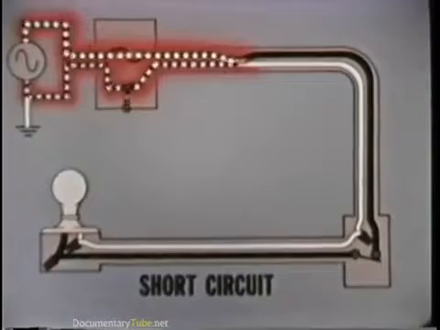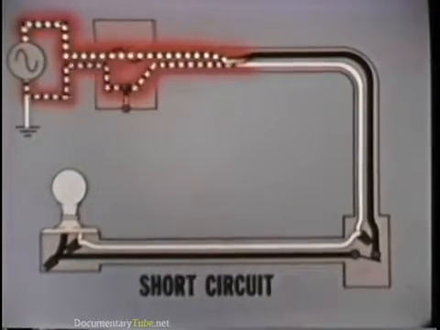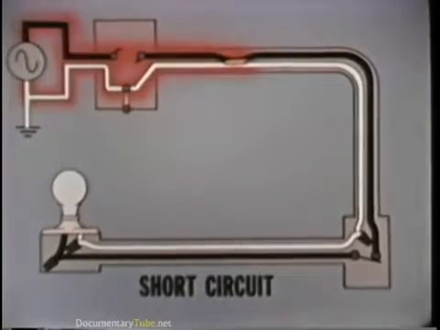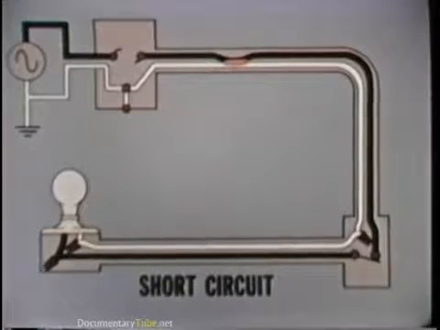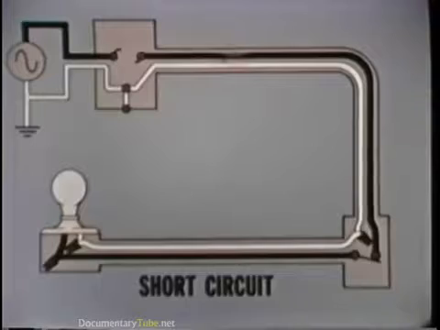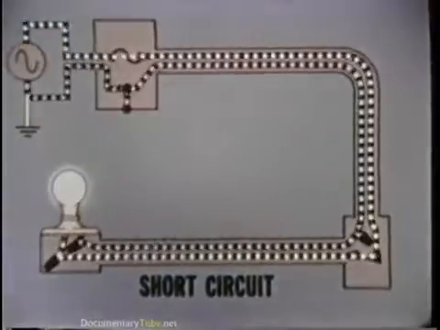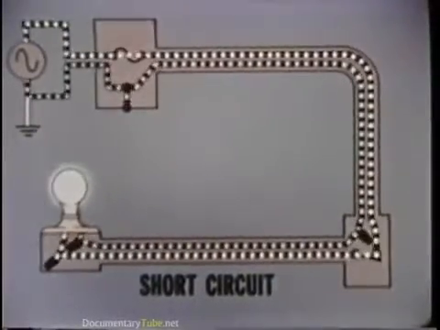However, since the circuit is properly protected, the fuse or circuit breaker reacts to the excessive current and blows or trips, stopping the current flow. To correct the short, the damaged wires must be separated and, in most cases, replaced. Then, replacing the fuse or resetting the circuit breaker restores the circuit to normal operation.